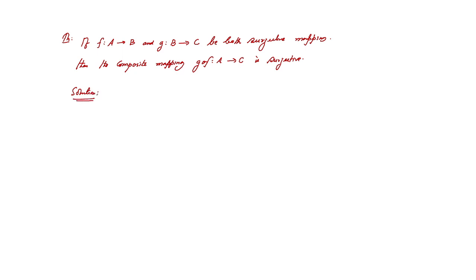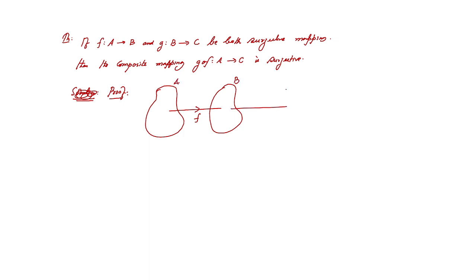Now we come to the proof of the theorem. What is exactly given? You are given f is a function from A to B and g is also a function from B to C, and both are surjective. F is surjective, g is surjective. And this is the composition map g composed f, from A to C, that we need to show is a surjective map.